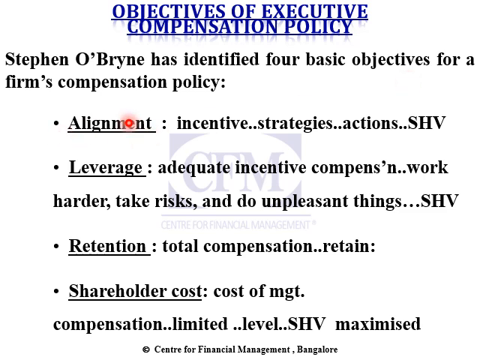1. Alignment. The compensation policy must provide incentive for managers to take strategies and actions to maximize shareholder value. 2. Leverage. There should be adequate compensation to managers to work harder, take risks, and do unpleasant things meant to maximize shareholder value. 3. Retention. The total compensation must be sufficient to retain talented managers, particularly during bad times. 4. Shareholder cost. The cost of management compensation should be limited to a level where shareholder value is maximized.